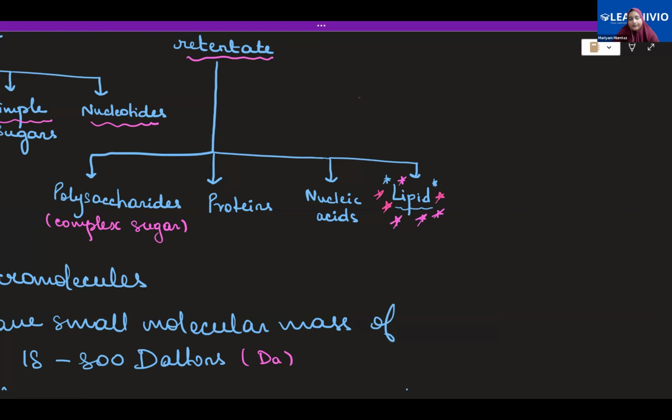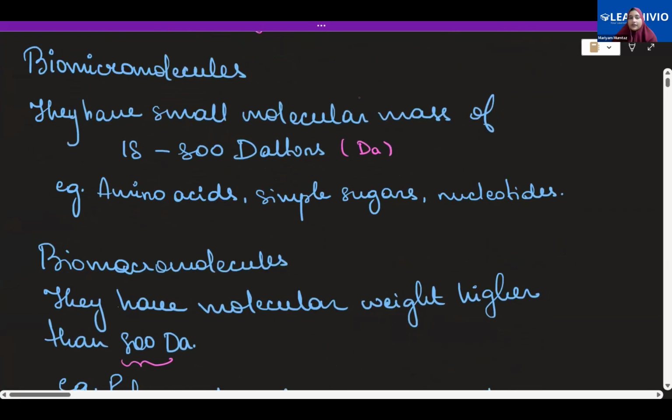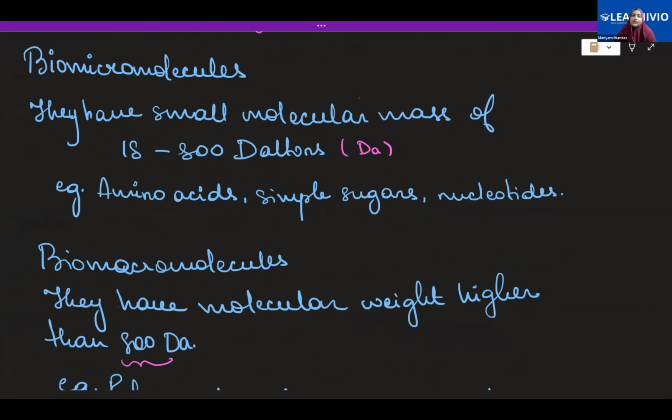Understood? We will discuss. So when we talk about biomicromolecules, the reason why they are called micro means small, macro means large, right? So they are called micromolecules because they have a small molecular mass. They are less by their molecular mass and it ranges across 18 to 800 Daltons. Examples: amino acids, simple sugars, and nucleotides.